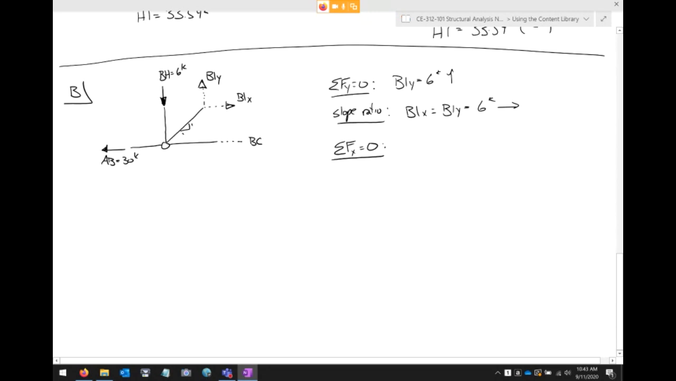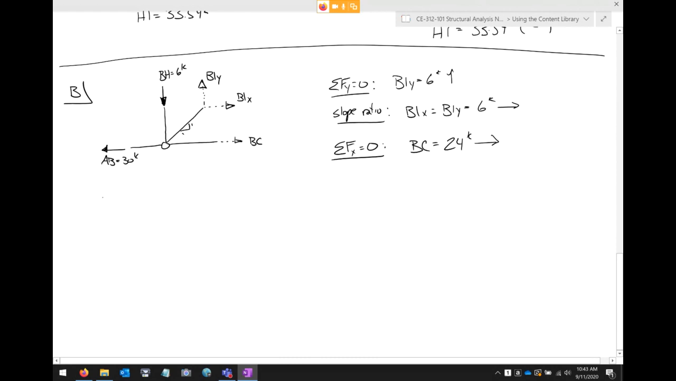Now, help me out with that. Let's see. I'm calling on somebody. Mr. Cochran, tell me what BC is. Hopefully you're not vacuuming or something. There we go. 24 kips. Now, what direction? Left or right? There you go. Right. That is right. It is going to the right.